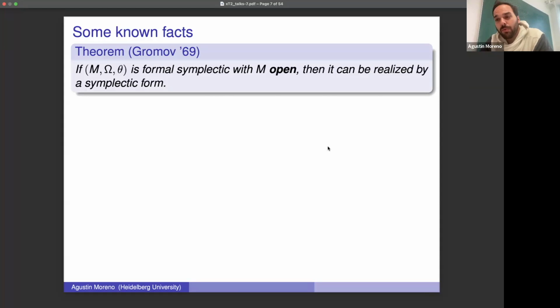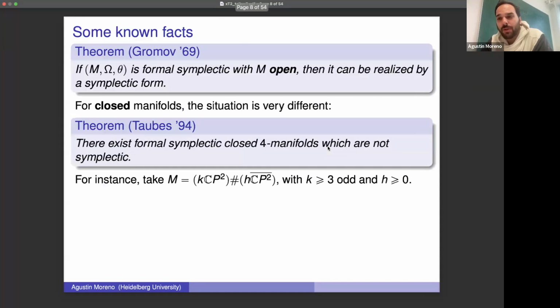The open case is fully understood, but what about the closed case? It turns out that the situation for closed manifolds is very different. It's much more rigid. For example, there's a result of Taubes in the 90s. Taubes tells you that there actually exist formal symplectic closed manifolds in dimension 4 which are not symplectic.